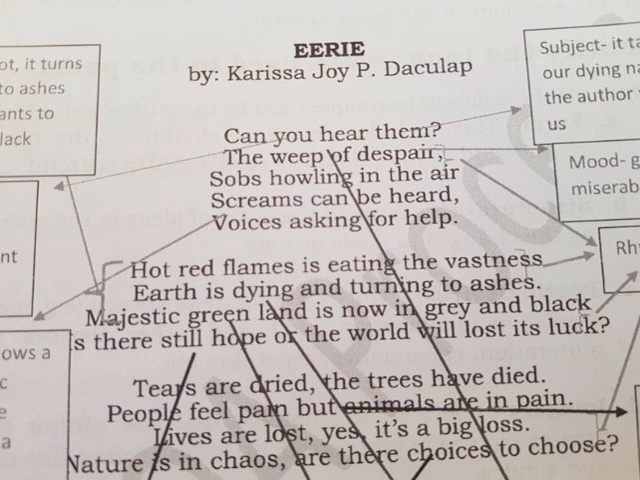Tears are dried, the trees have died. People feel pain, but animals are in pain. Lives are lost. Yes, it's a big loss. Nature is in chaos. Are there choices to choose?